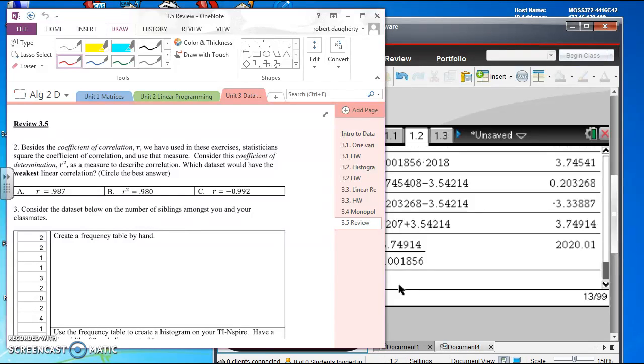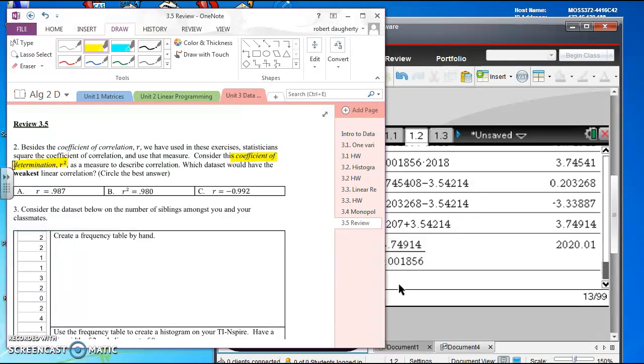Okay, continuing our review, problem number 2. Besides the coefficient of correlation, in statistics, there's also something called the coefficient of determination, which is R squared. That's also a measure to describe correlation. You may have seen it in some of the statistics we brought up. Which data set would have the weakest linear correlation?